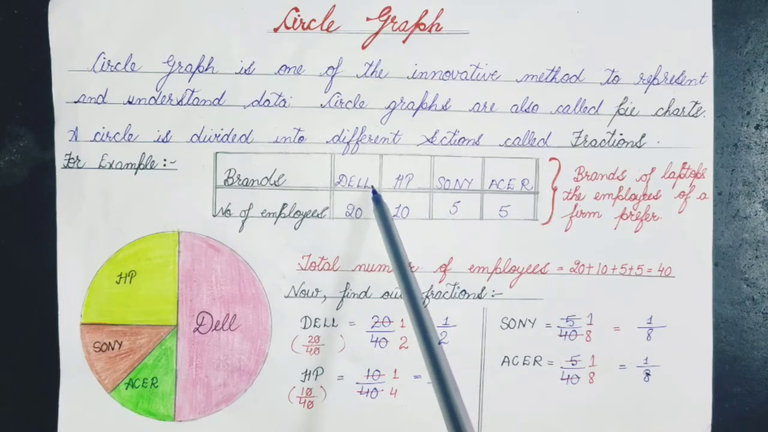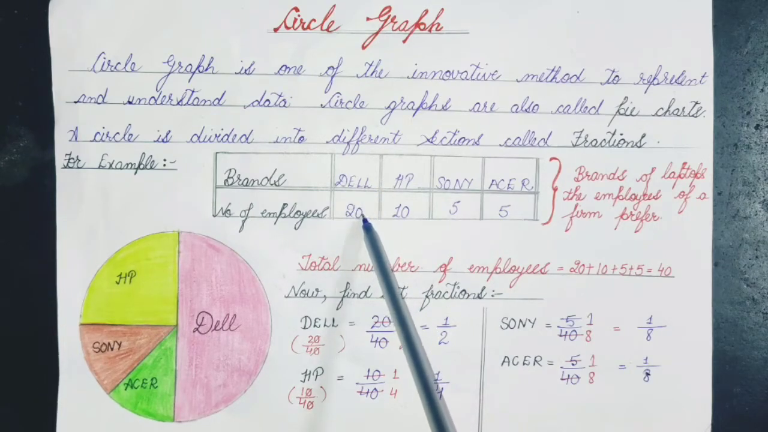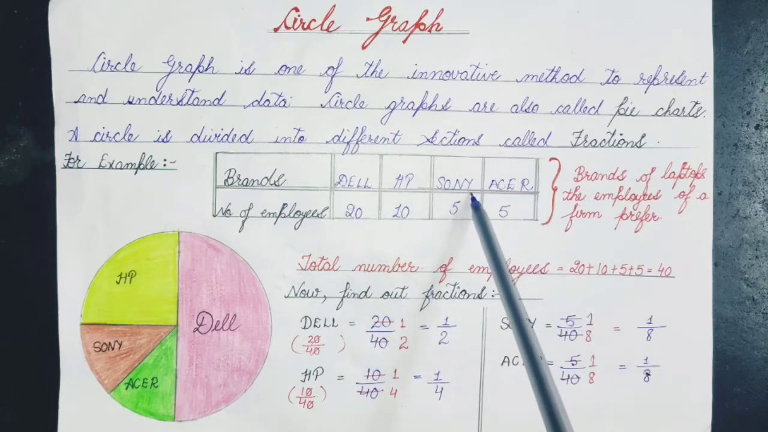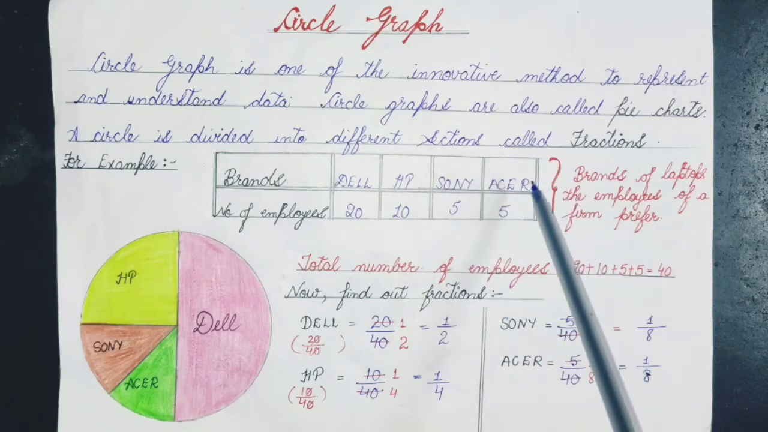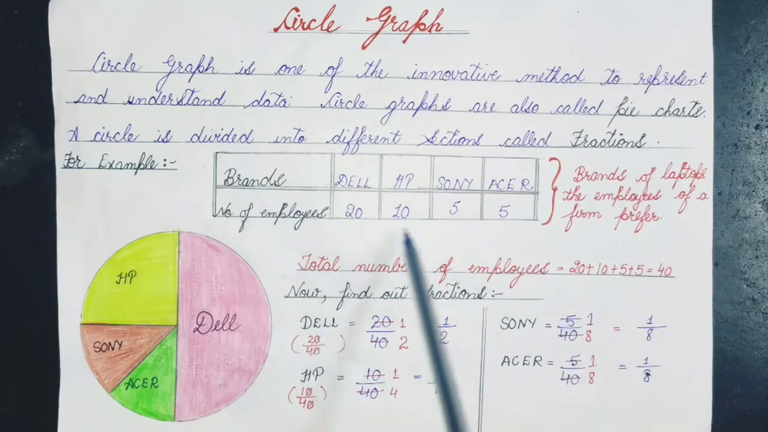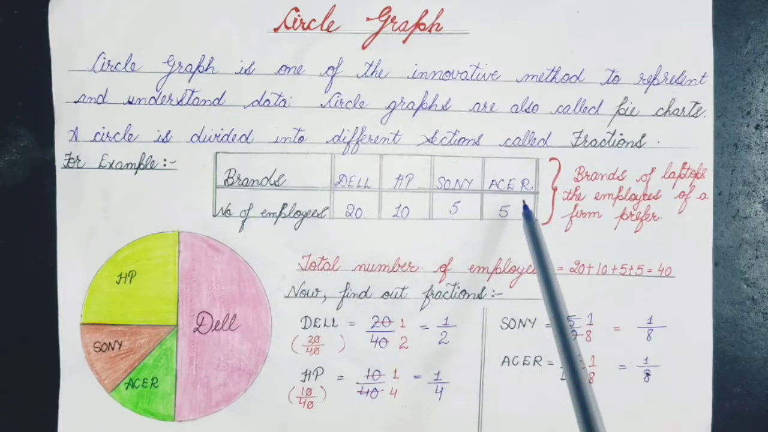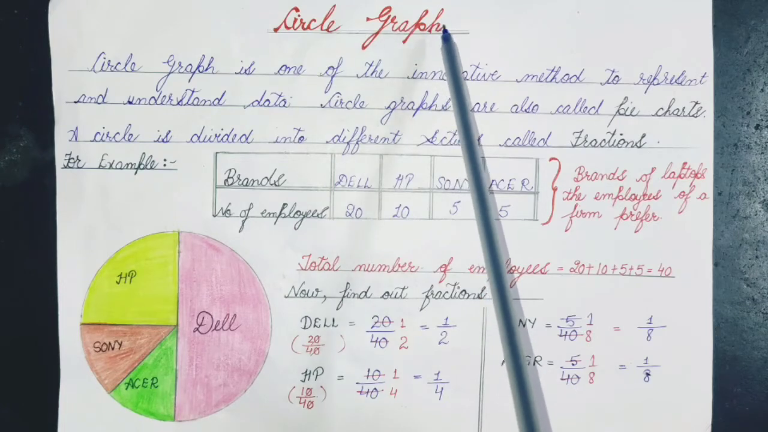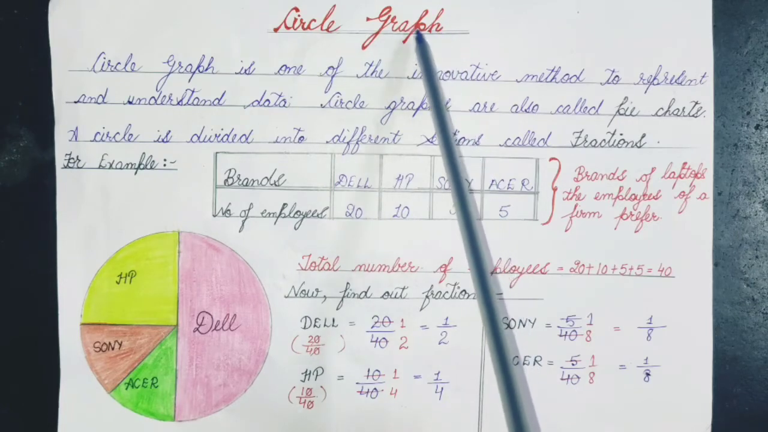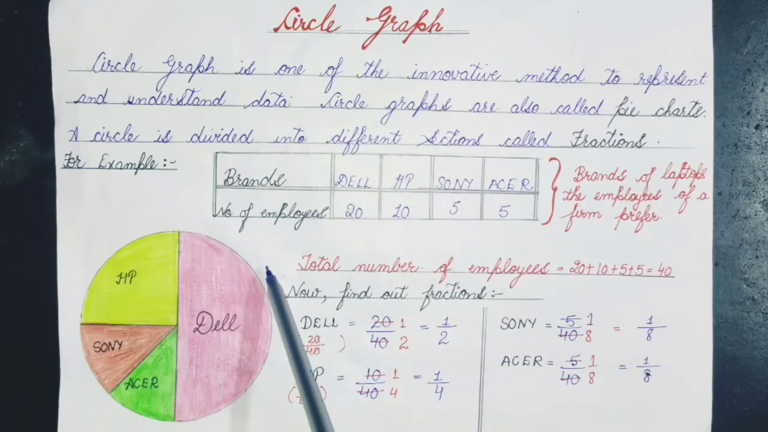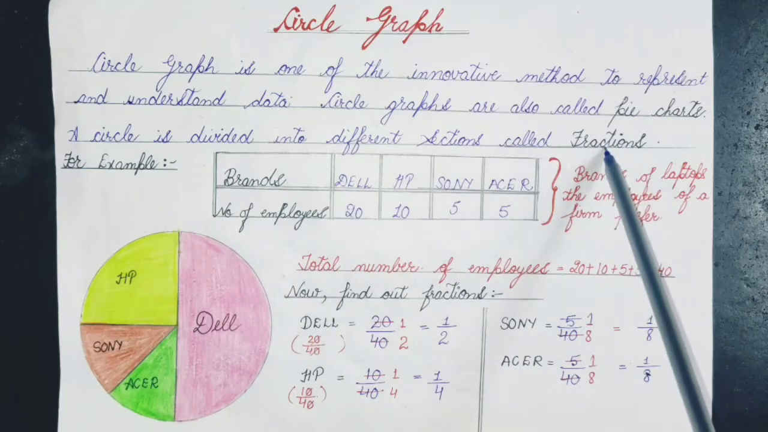The Dell brand of laptop is preferred by 20 employees. HP brand is preferred by 10 employees, Sony brand is preferred by 5 employees, and Acer brand of laptop is preferred by 5 employees. Now this data I have to represent in the form of a circle graph. Clear? As I told you, when we show data in a circle graph, we have to convert the full circle into various sections. That is called fractions.